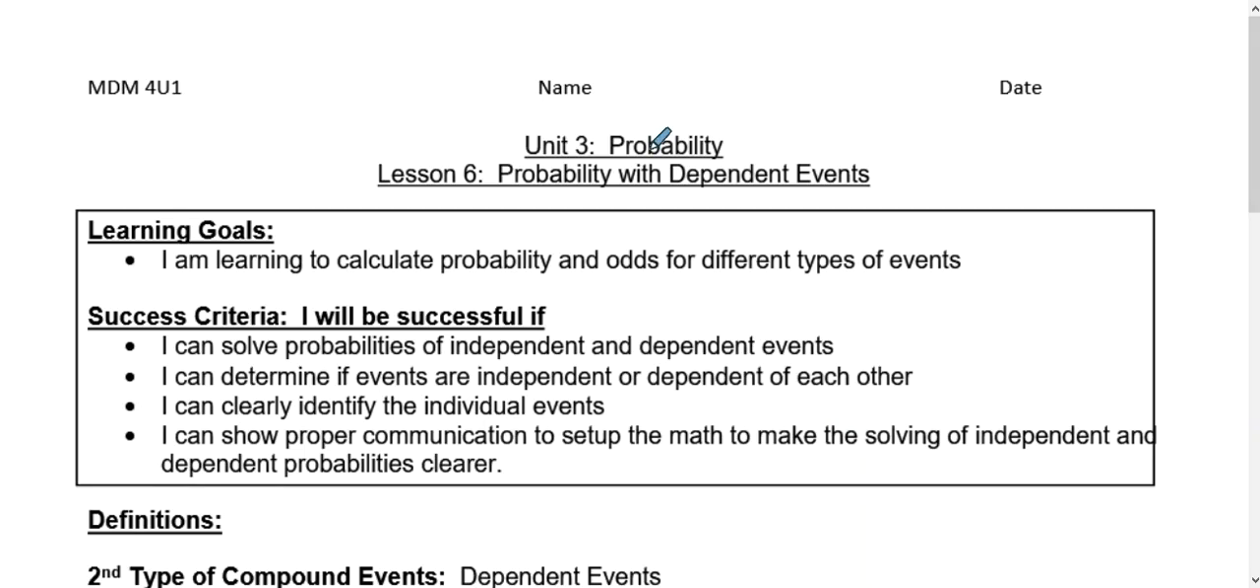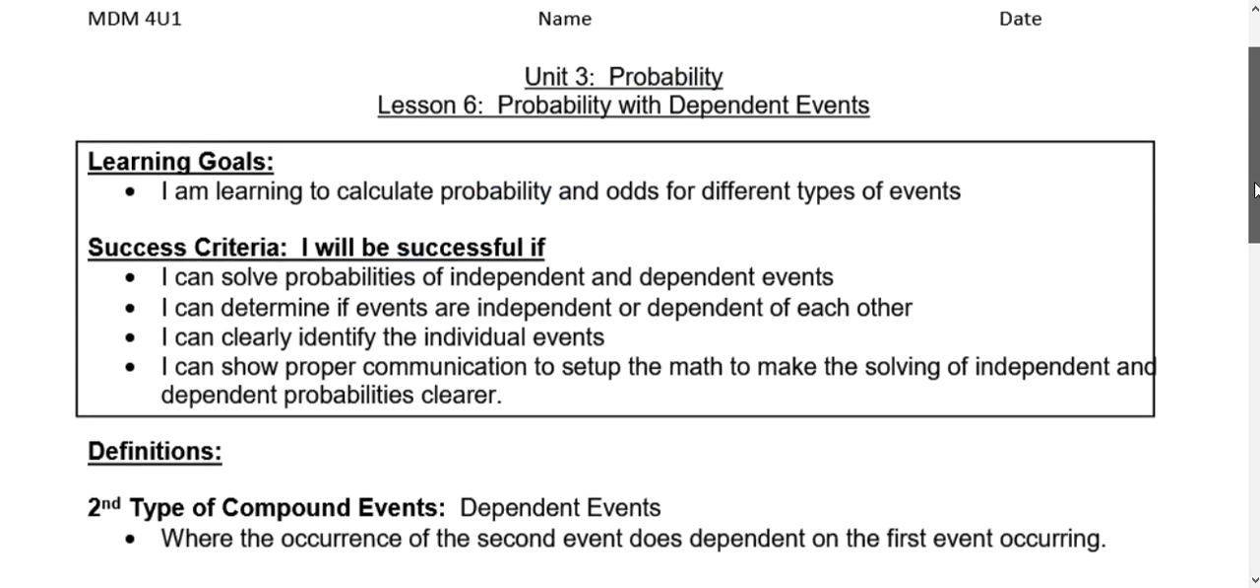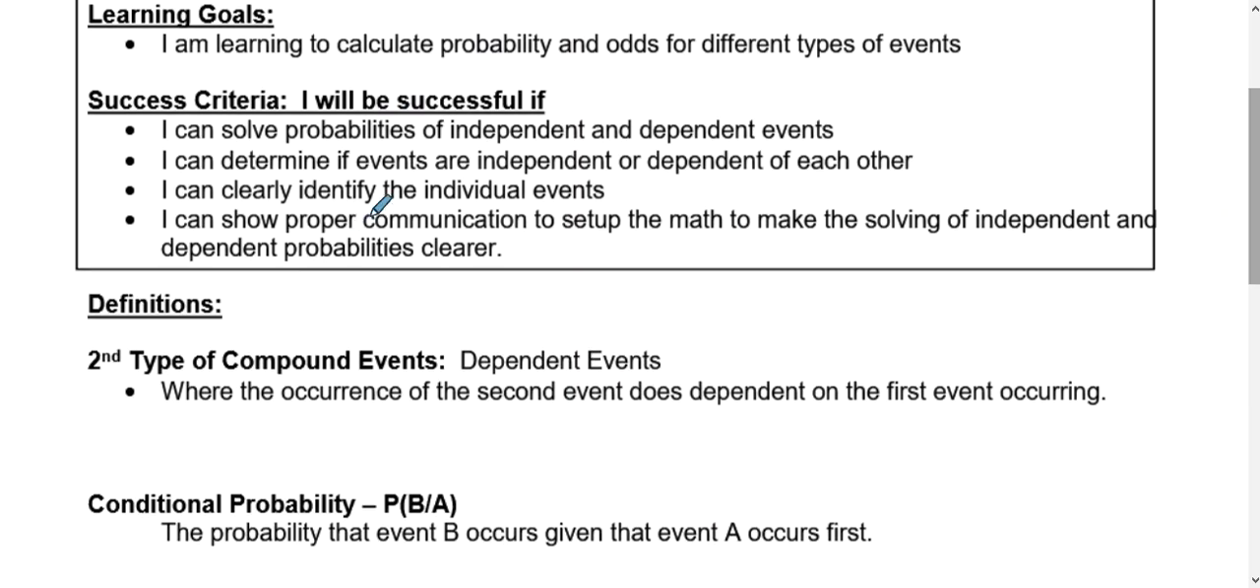So today we're going to take a look at how do we solve probability when we have dependent events. And this is going to be a little bit challenging. We're going to take a couple days to do this lesson and to be able to understand it. So one of the first things that we're going to have to look at is how do we decide if it's an independent or dependent event?